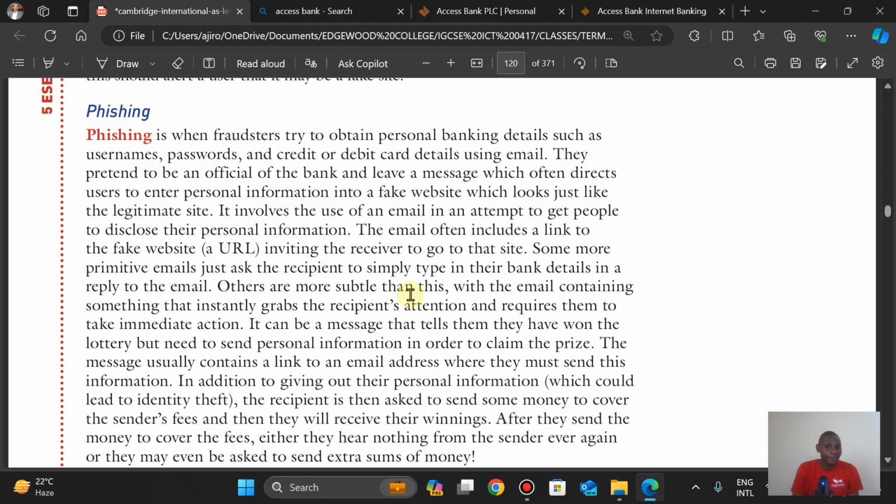It can be a message telling you that you've won a lottery and that you need to put in your personal information to claim your prize. Please don't put in your personal information to claim any prize. The message can contain a link to an email where they ask for your information, which could lead to what? Identity theft. The recipient is then asked to send money to cover the sender's fee, and then they will receive their winnings. Why would I do that?